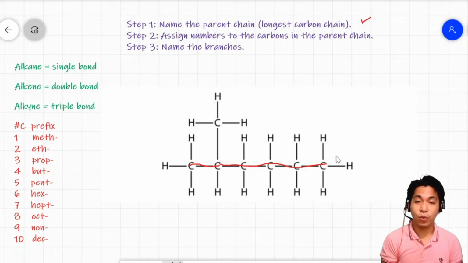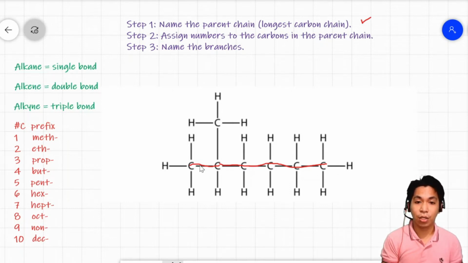For step number two, we are now going to assign the numbers to the carbons in the parent chain. Now, where do we start counting? From the left or from the right? The answer depends on where the branch is located. Now, what is a branch chain? A branch chain is a carbon that doesn't belong to the parent chain.